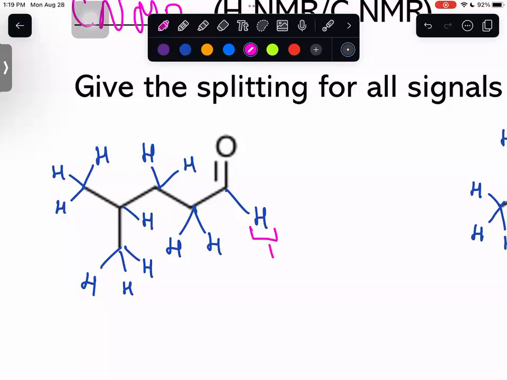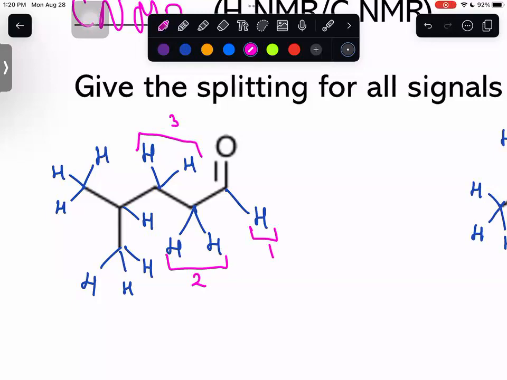That's going to be signal number 1. Next ones are going to be those 2 hydrogens, signal number 2. Next 2 hydrogens, signal number 3. Now, why are signal number 2 and 3 different? Why wouldn't they be part of the same signal if they have the same number of hydrogens and the same structure?